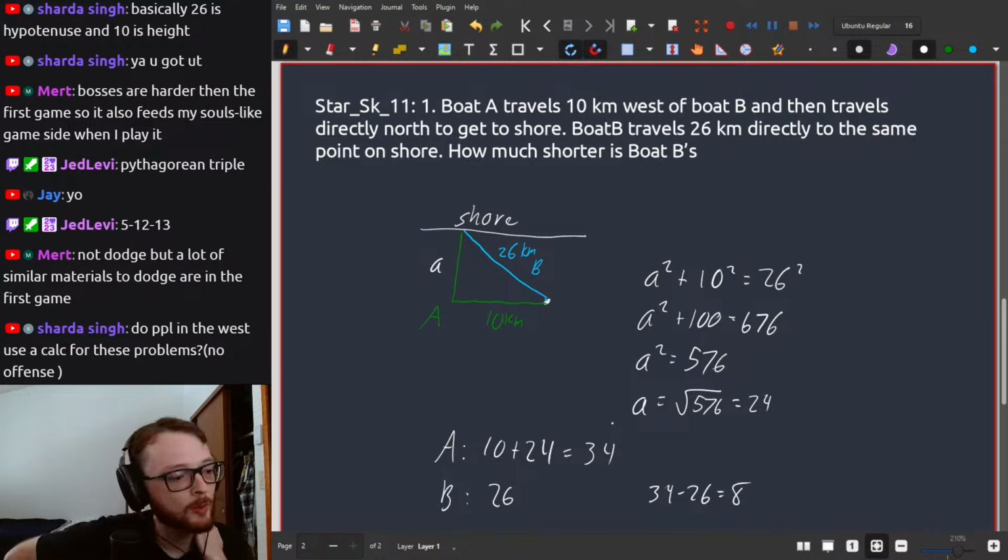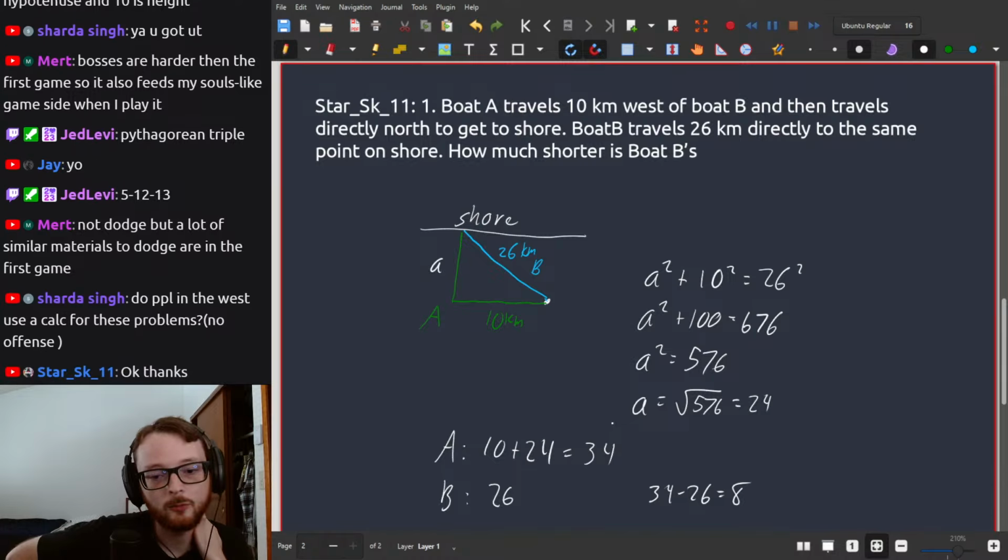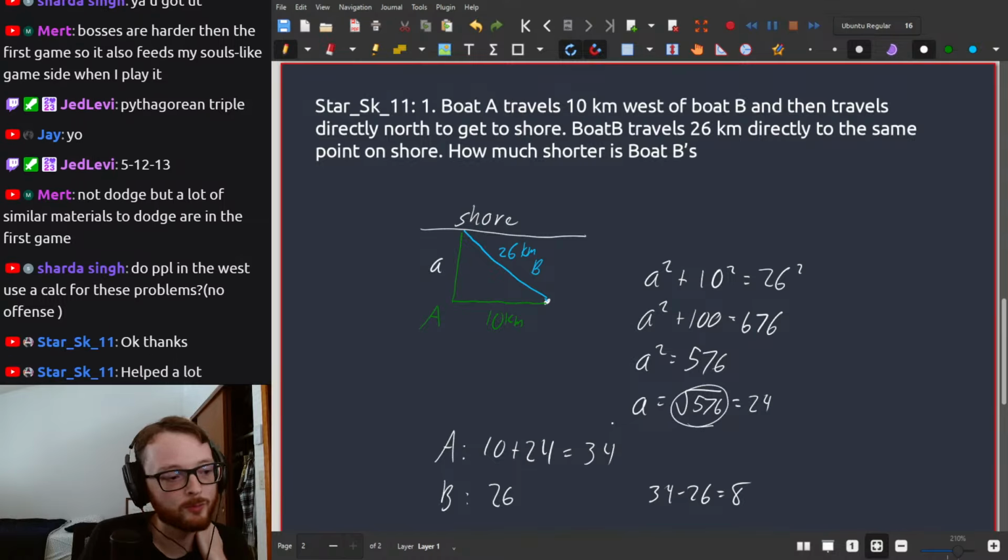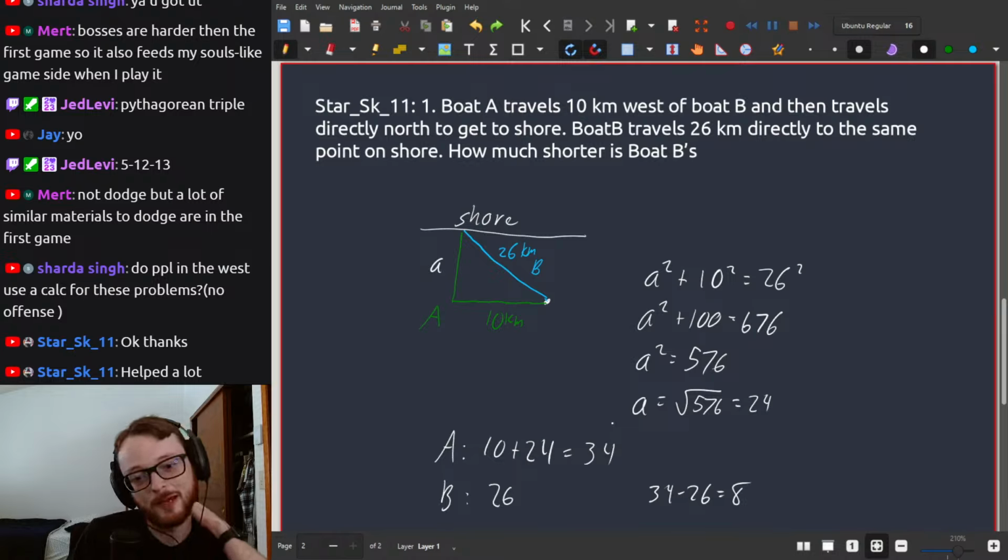Do people in the West use a calculator for these problems? They don't normally expect students to... they could. It kind of depends on the classroom, Sharda. Usually this is a little bit of a big number to expect them to square root. It is realistic though, because you can factor 576 and do it by hand if you wanted to.